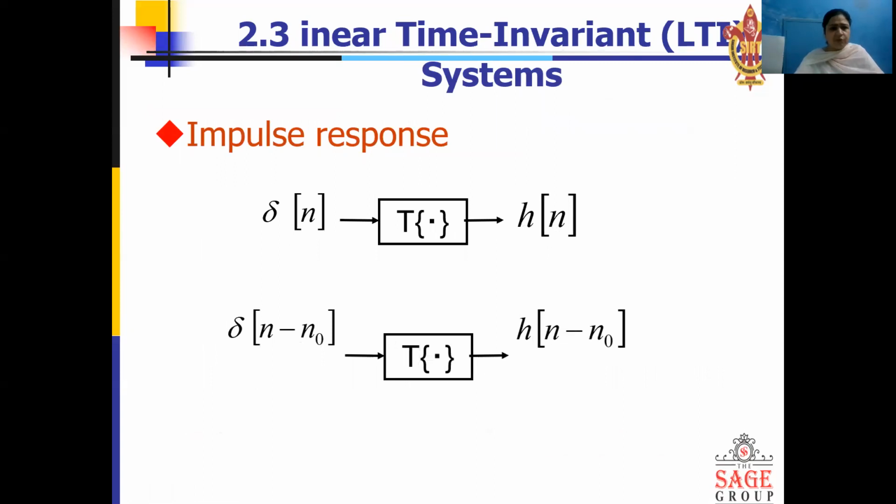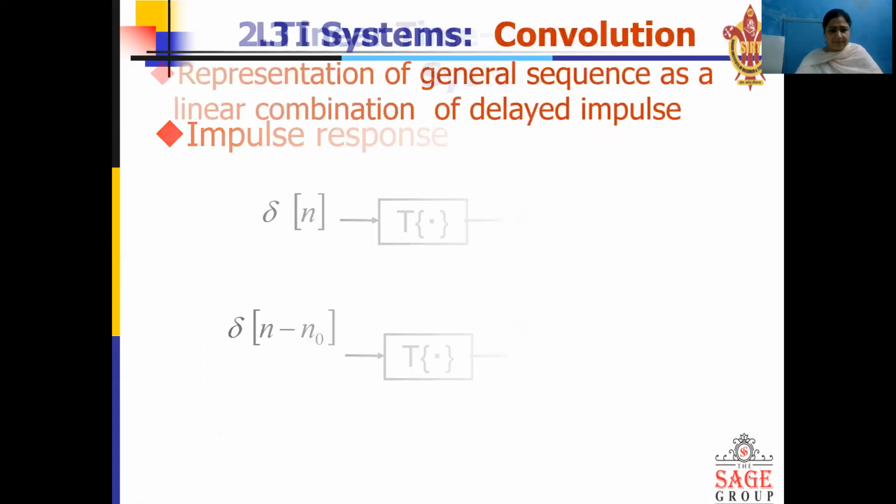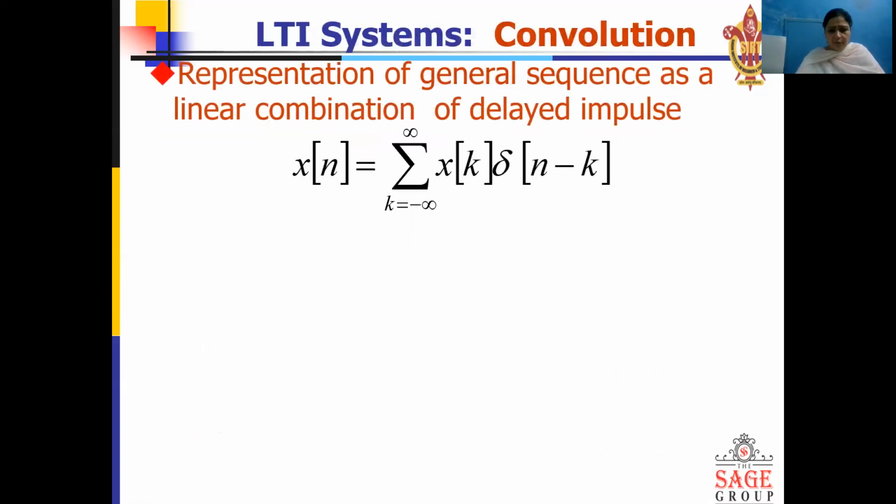Now coming to linear time invariant systems, which are LTI systems. Here we have seen the impulse response. Impulse response we have already discussed in the previous lecture. When the input given to the discrete time system is delta n, the output obtained is known as h n, which is known as the unit impulse response of the system. Now we will study the convolution of a system.